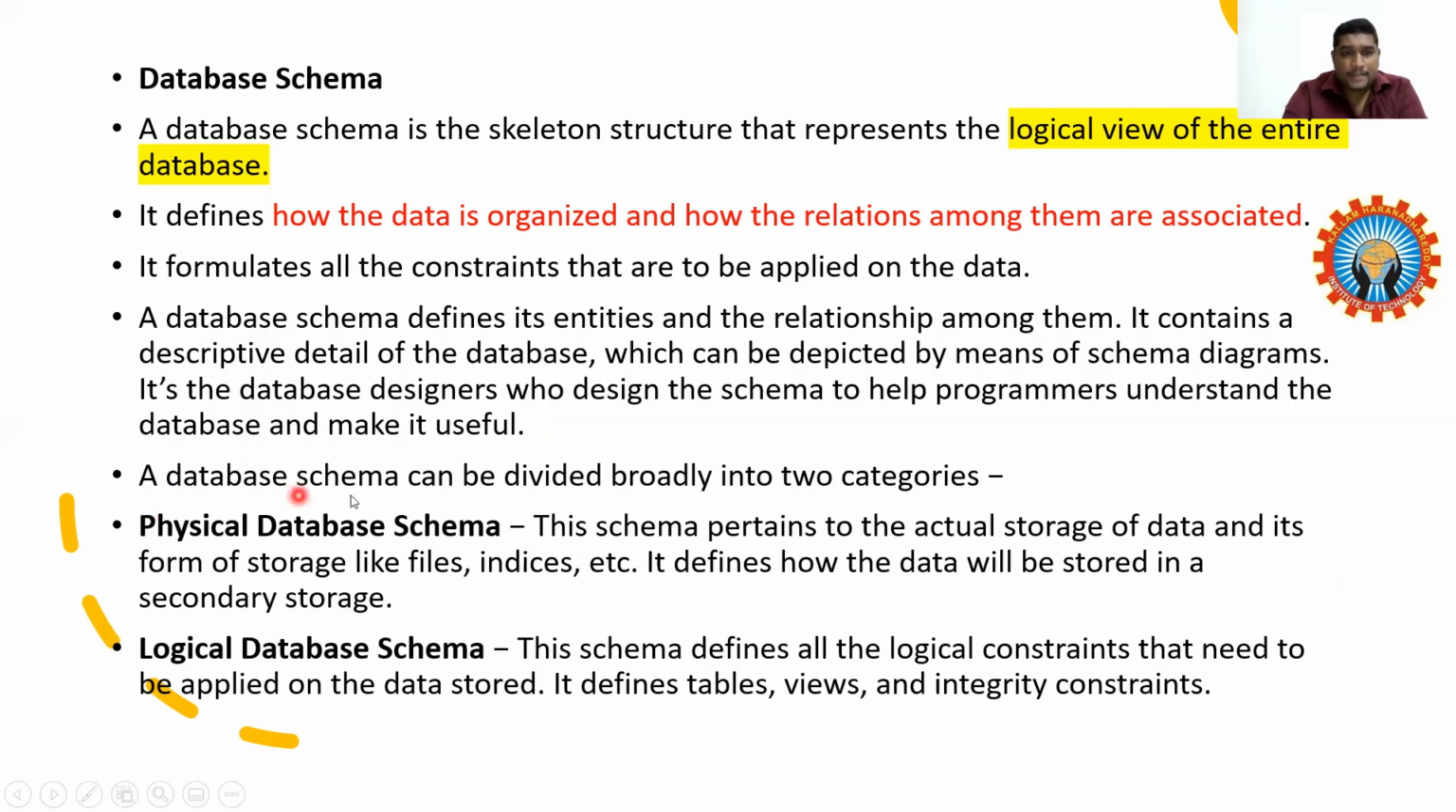A database schema can be divided into two categories called physical database schema and logical database schema. In the logical database schema, data is in the form of tables. The physical database schema is in the form of files and indices. This schema pertains to the actual storage of data and its form of storage, like files and indices. Now you can understand the concept. Then it is what we call the physical database schema, so physical storage.